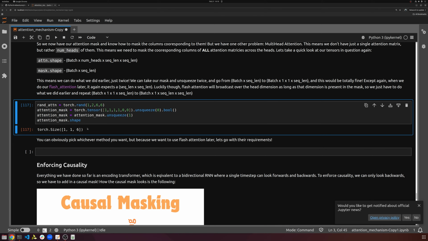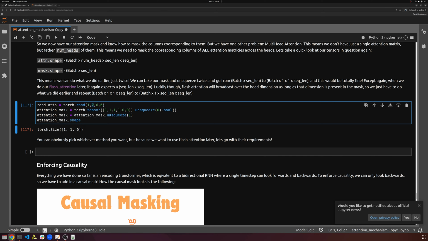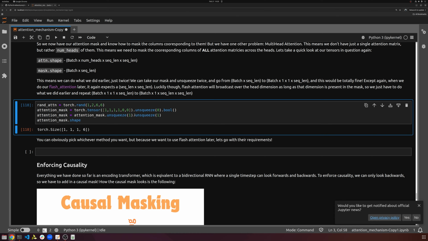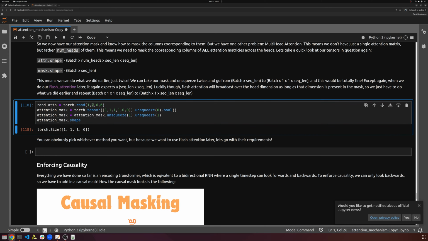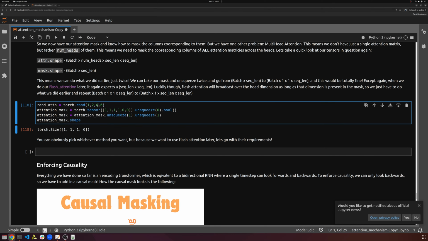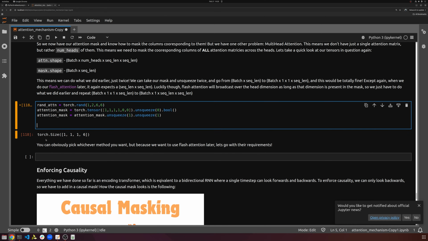For that 1 by 6 by 6. But in this case, we have another dummy dimension. We have this extra 2 here as well. So we're going to unsqueeze a second time. And now we have 2 dummy dimensions, one for the heads to broadcast over, and then another one to broadcast over the sequence length for the queries, right? So there we go. We have our attention mask.